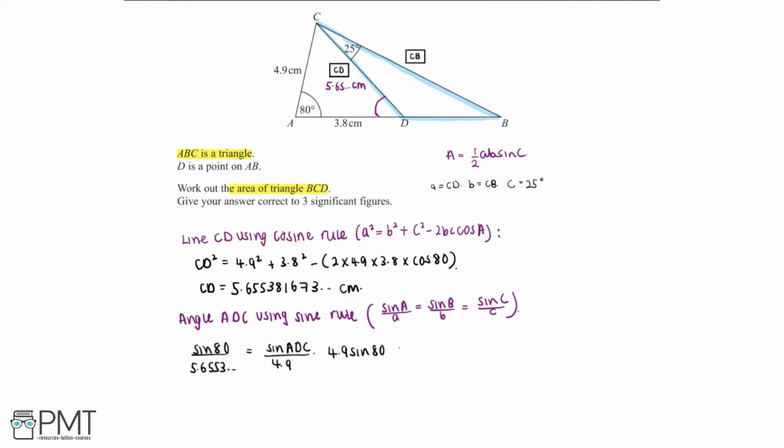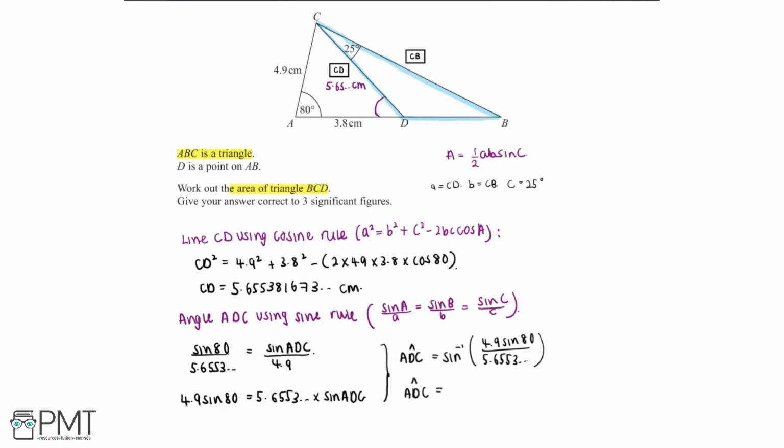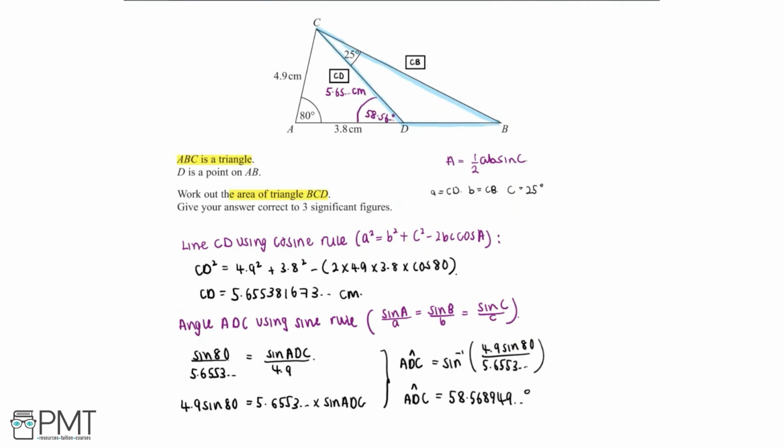4.9 sine 80 is equal to 5.6553 multiplied by sine ADC. And so we can say that angle ADC is equal to sine minus 1 of 4.9 sine 80 divided by 5.6553. And so using our calculator, we can see that angle ADC is equal to 58.5688949 degrees.